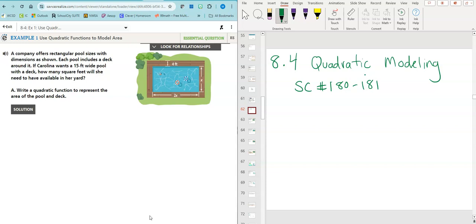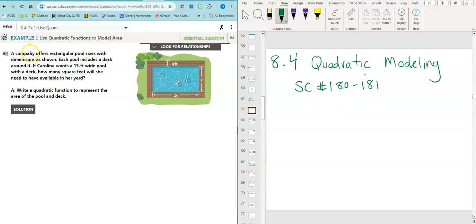Some of these situations you've seen before, like maybe in science or even in math earlier, like when we framed a picture, here we're going to be framing a pool. Same type of idea, but we're going to look at how to use quadratic functions to model this. And hopefully it will be a second chance to take a look and be a little bit simpler. We're in Student Companion, page 180 to 181.